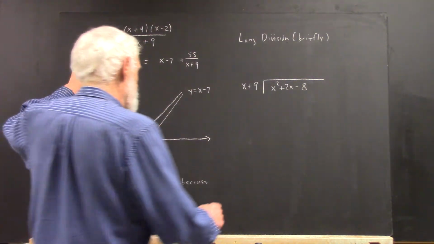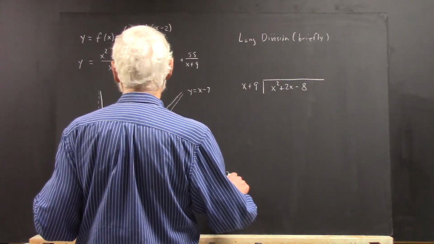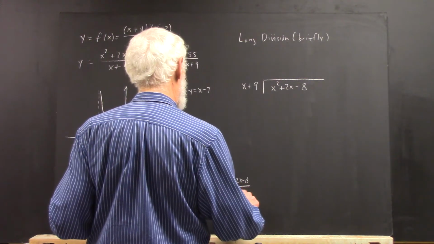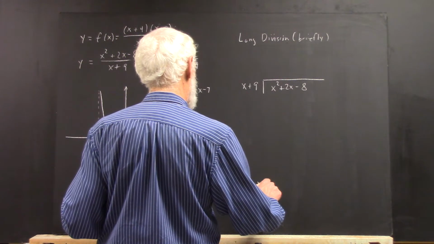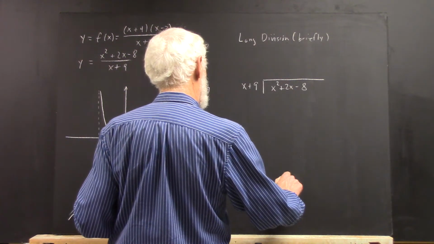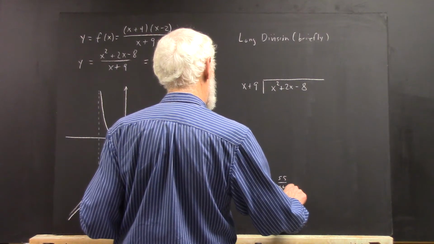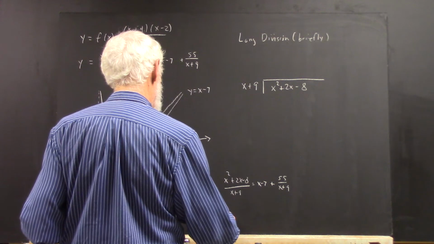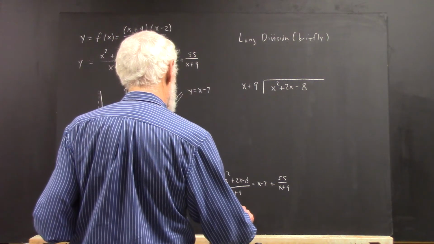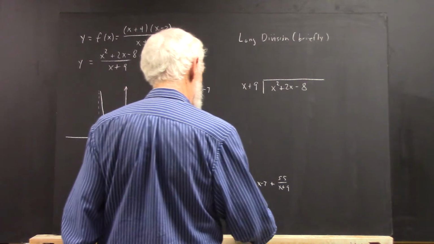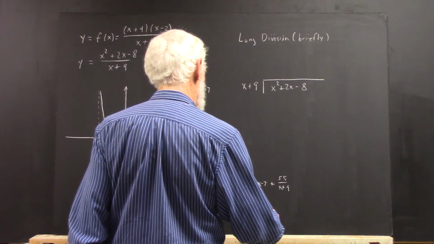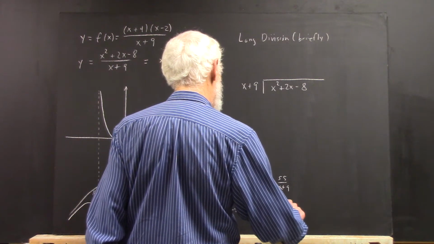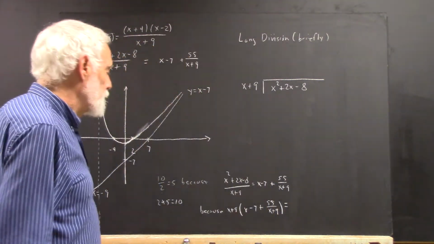So I'm saying that x squared plus 2x minus 8 divided by x plus 9 equals x minus 7 plus 55 over x plus 9. Because x plus 9 multiplied by x minus 7 plus 55 over x plus 9 equals, and let's go ahead and do it.